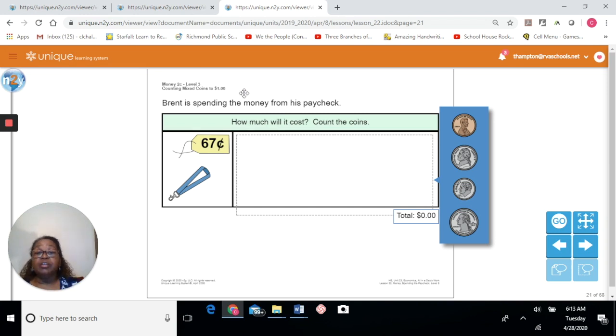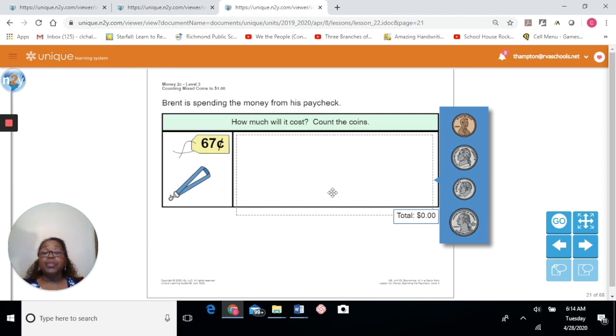So if he's spending the money from his paycheck, how much will it cost? And we're going to count the coins to find out the answer. So this item is 67 cents. And we're going to use our coins to come up with the value of 67 cents. Now, I know you know how to do this. We're doing this to just warm up because in a minute, we're going to add dollars. And then we'll use the charts to also count using dollars.